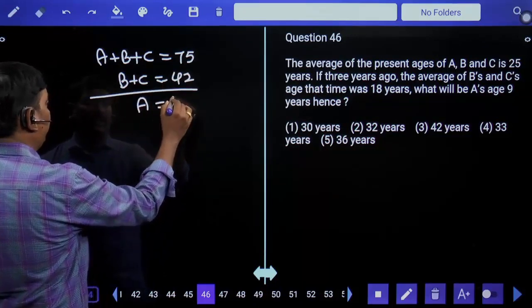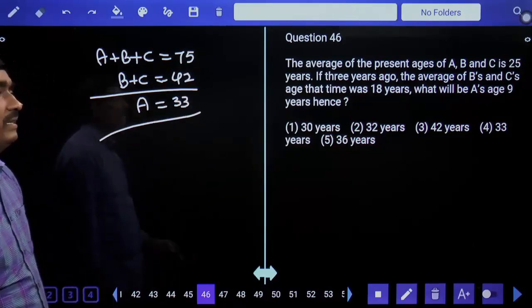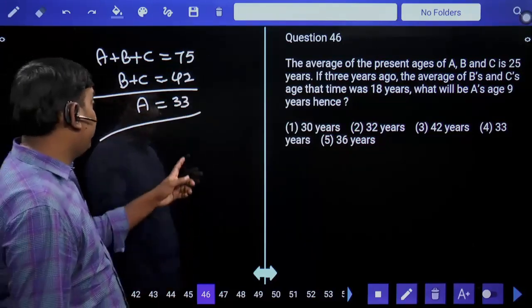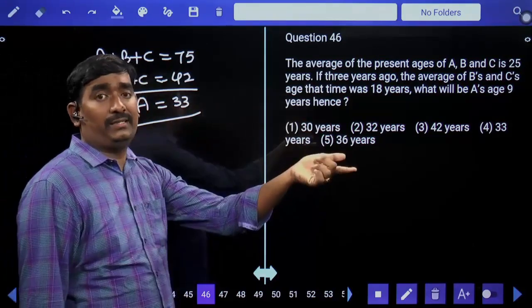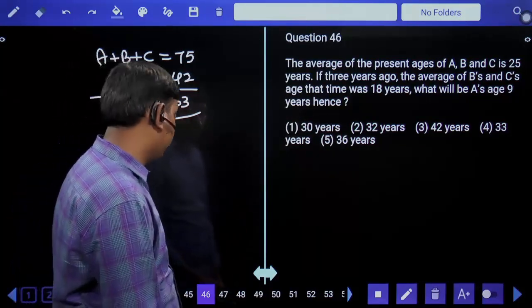Then A's present age is nothing but 33 years. What will be A's age 9 years hence? Present age 33, 9 years hence means 33 plus 9, 42 is your answer.